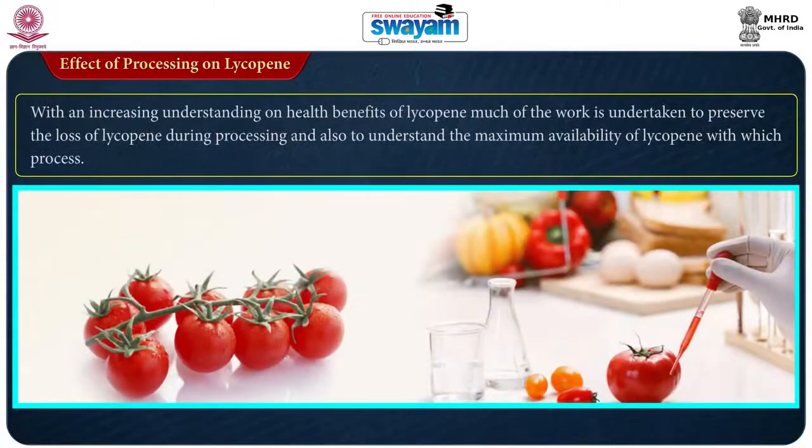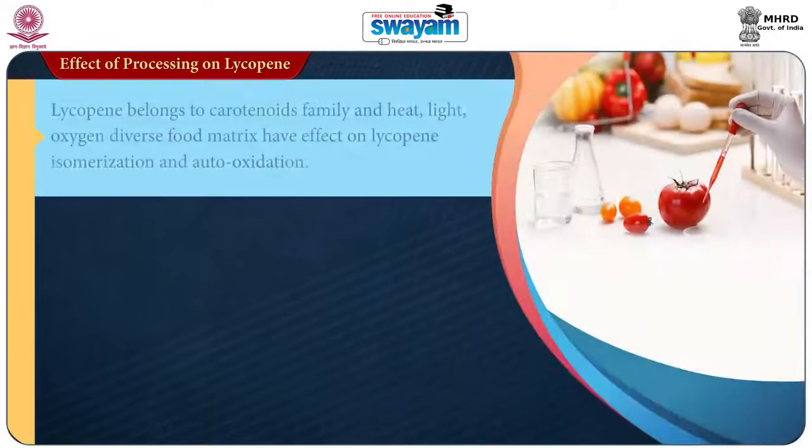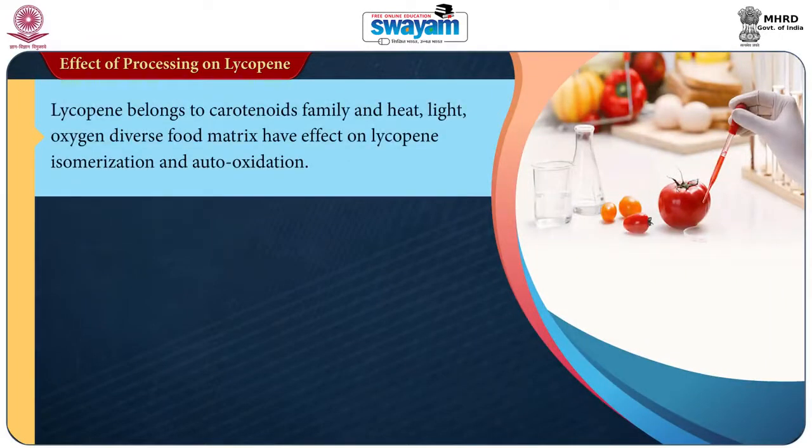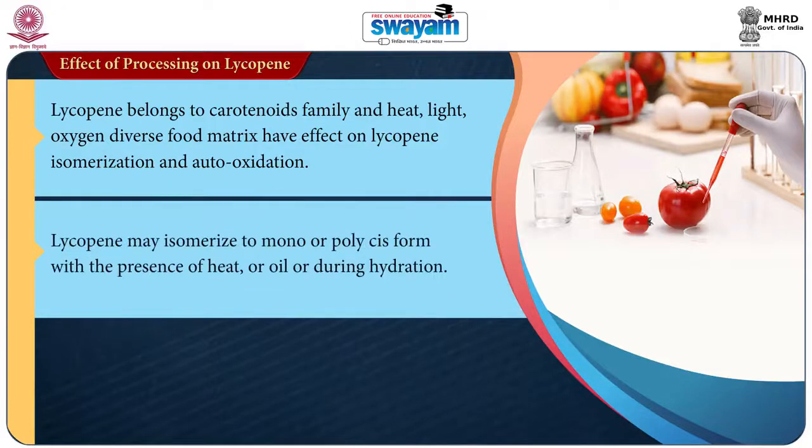Now let us discuss the effect of processing on lycopene. With an increasing understanding of the health benefits of lycopene, much of the work is undertaken to preserve the loss of lycopene during processing and also to understand the maximum availability of lycopene with which process. Lycopene belongs to the carotenoid family, and heat, light, oxygen and diverse food matrix have an effect on lycopene isomerization and auto-oxidation.